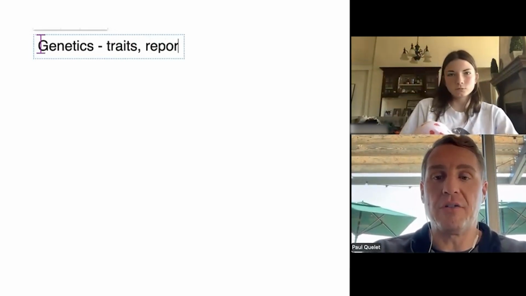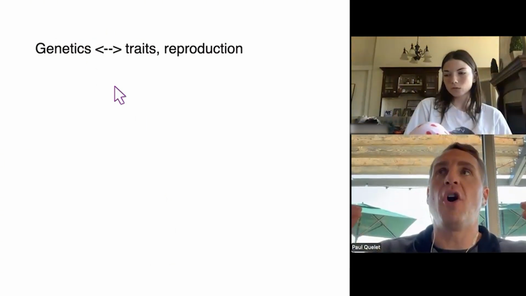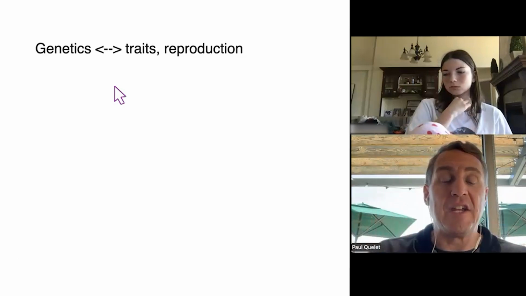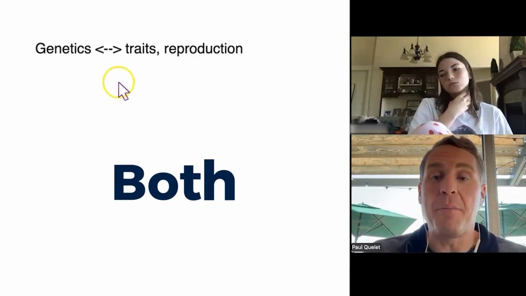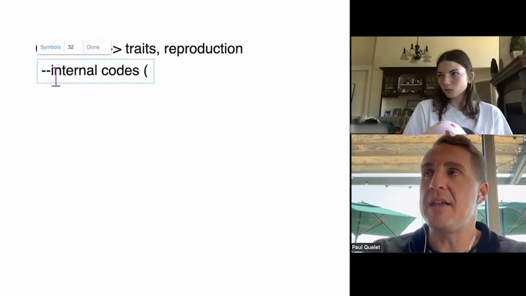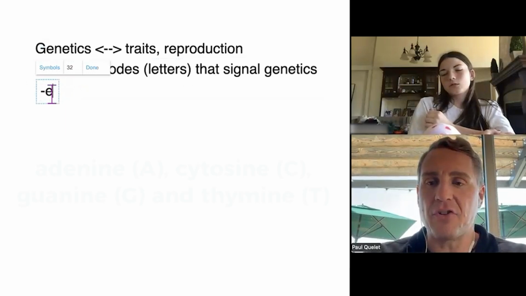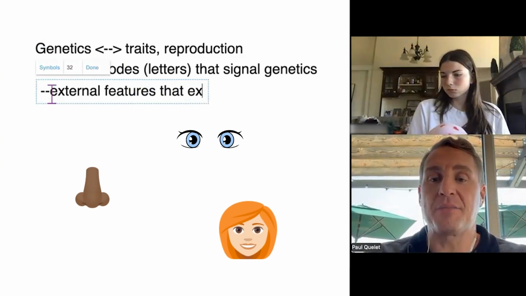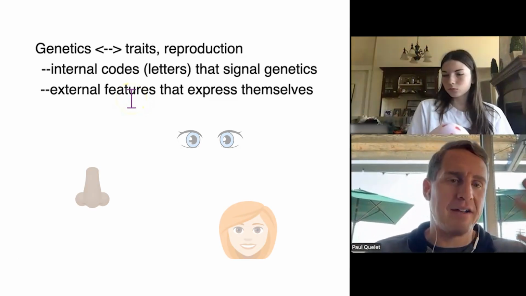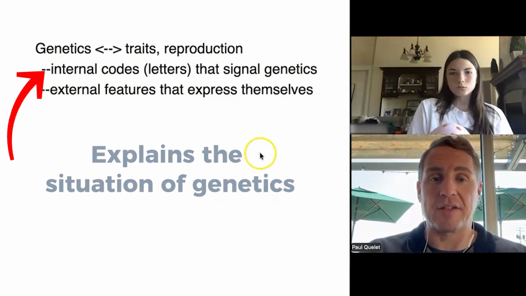Traits, reproduction, those are two words that are closely linked to genetics. Are we focused only on the external things that we see in other organisms, or are we also focused on the internal processes that get us there? Yeah, both. So there's this notion that we have the internal codes, that is, letters that signal the genetics, but then there's the external features that express themselves. So even though the external features are more easily identified because you can just see them, the internal stuff, what really kind of explains the situation in genetics.